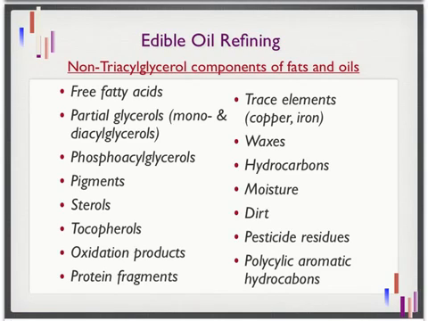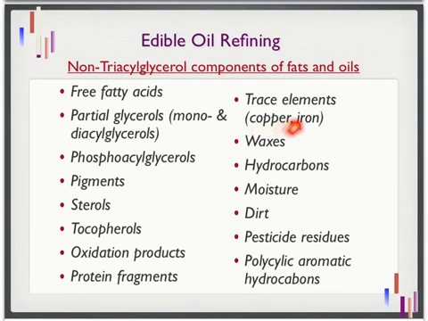In this slide, you can see the list of non-triacylglycerol components in the crude palm oil or in any crude vegetable oil. So for example, we have a free fatty acid or FFA. This is in the crude oil usually present at around 3 to 5%, and in the refining we want to reduce it to a very low level, maybe less than 0.1%. And we have partial glycerol, mono and diglycerols, which are the results of partial hydrolysis of the triglycerides in the crude oil. Then we have phosphoacylglycerol or phosphatides. These are what we call gums in the oil, which give a viscous property to the crude oil. And other components such as pigment, sterol, tocopherol, oxidation products, protein, and the trace elements.